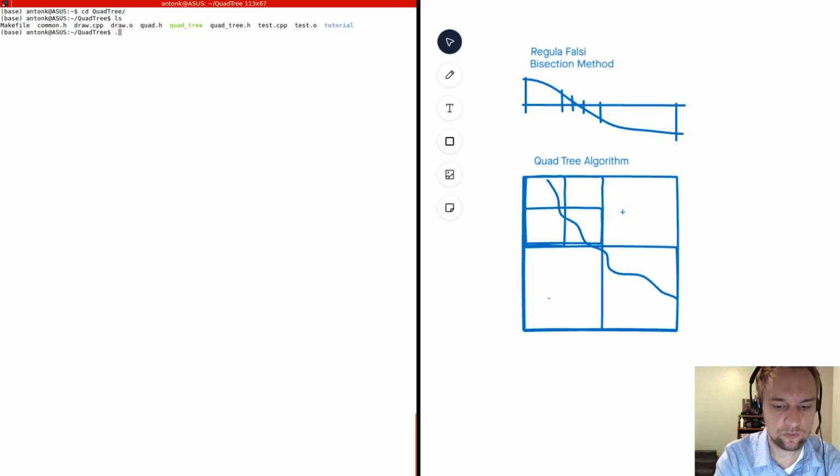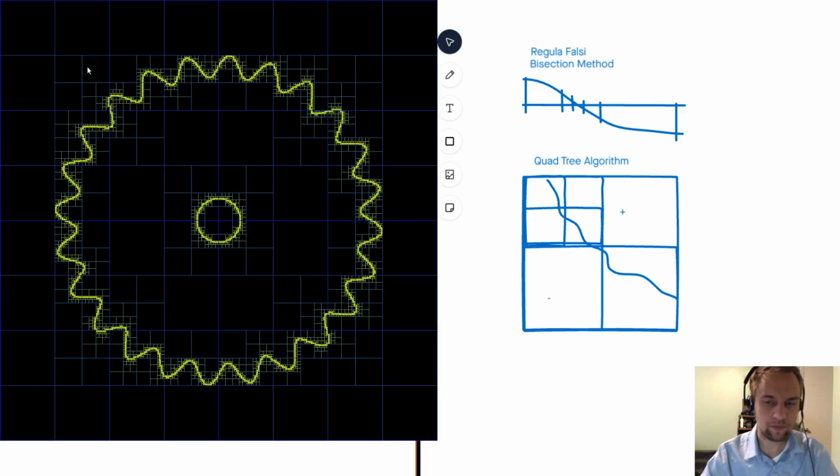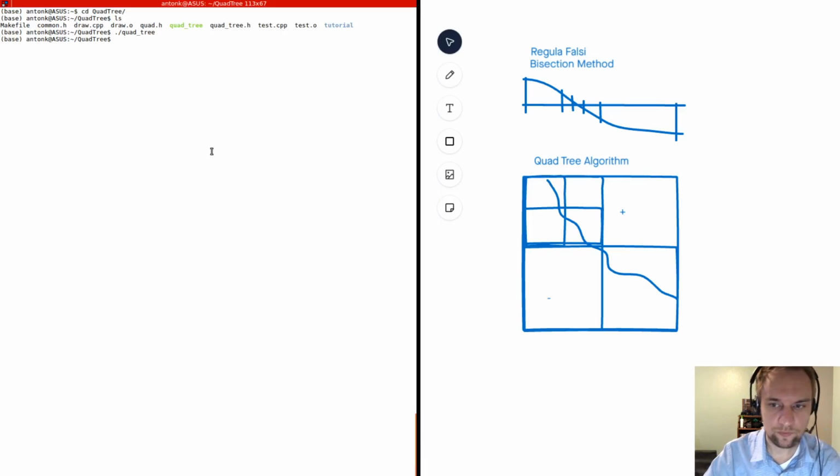Okay, so let me show you an example. So the Quadtree implementation here, and as you can see, this is the same pattern as I showed you here. We have a positive region here and a negative region here, and then also another negative region here. And we only subdivide when we know that there is a zero crossing inside the subregion.